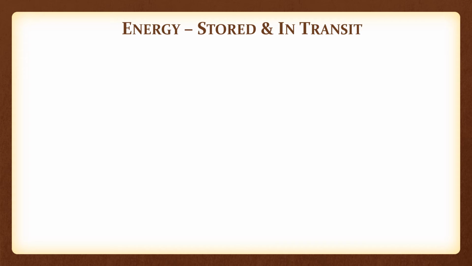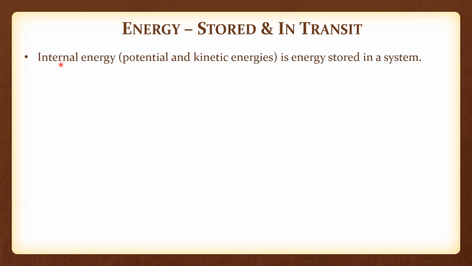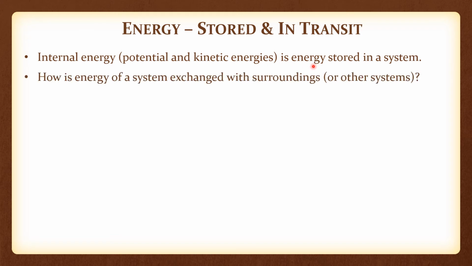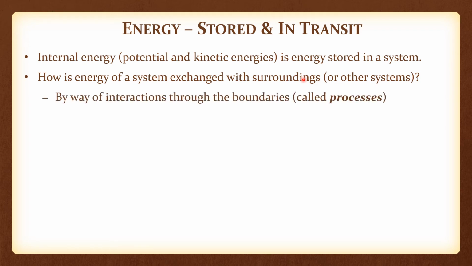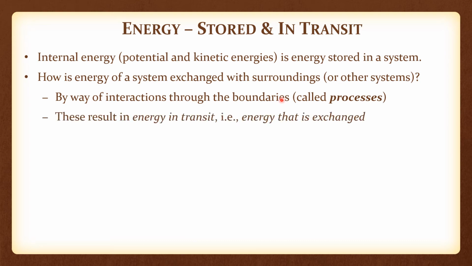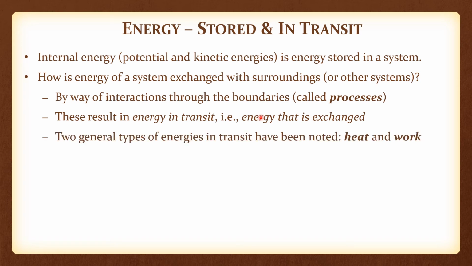When I'm talking about this path, this process results in a change in the energy, and therefore the stored energy in the system is exchanged with the surroundings. So I have to consider the internal energy which is stored in the system, and then the energy that is exchanged with the surroundings. The energy exchange happens by way of interactions through boundaries. This is called processes. These result in energy in transit, that is, energy that is exchanged.